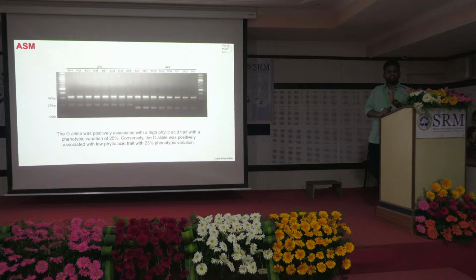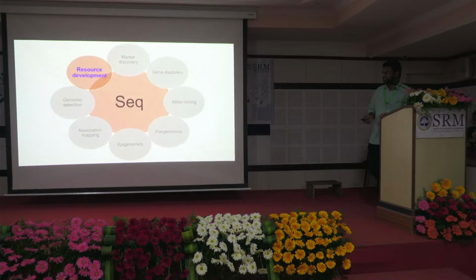Now, if you are given a seed, if somebody asks you whether it is low phytic acid content or high phytic acid content, you don't have to grow it, wait for the seed, or perform some biochemical estimation. You can simply do a one-step PCR and resolve it on the gel. If you get a similar band, it is low phytic acid content. If you get this type of band, it is high phytic acid content. Such markers we have developed for different other traits also, which are useful for the breeders.